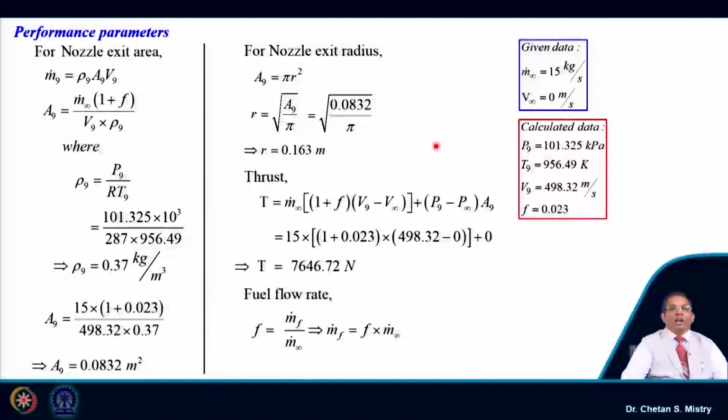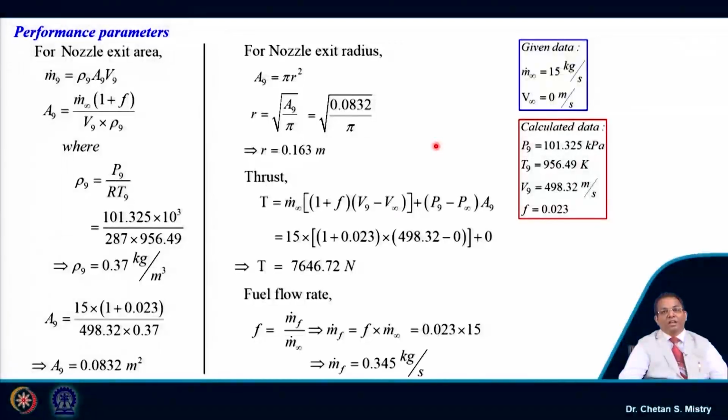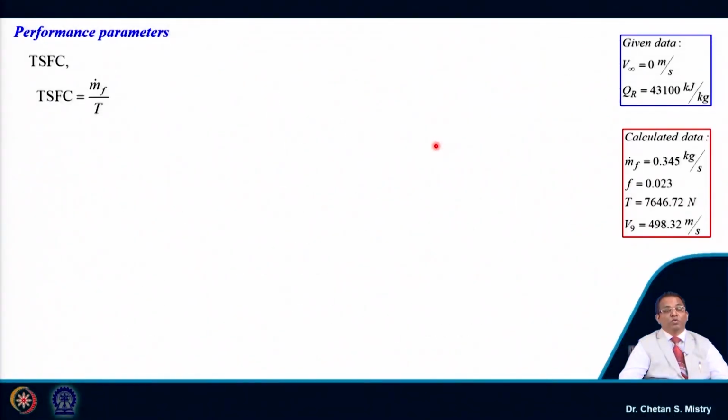Okay. We can calculate what will be my fuel flow rate, because I know what is my mass flow rate or air flow rate. Fuel air ratio we have calculated and it says the mass flow rate of the fuel is coming as 0.345 kg per second. Now, you must have realized why we are calculating this mass flow rate of the fuel, because we want to calculate our thrust specific fuel consumption. So, let us do this calculation.